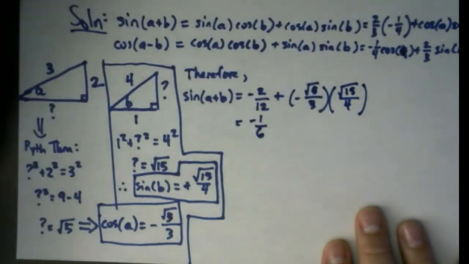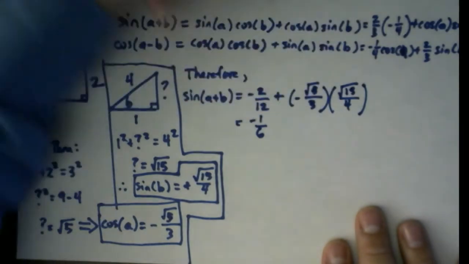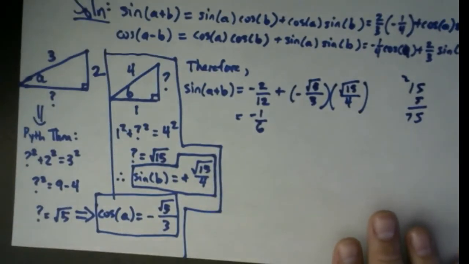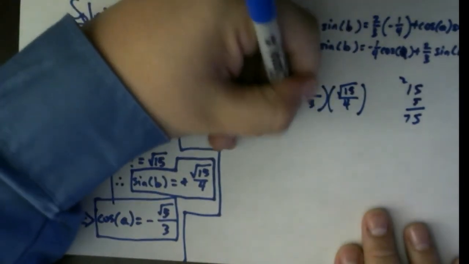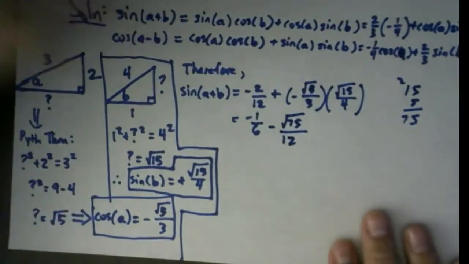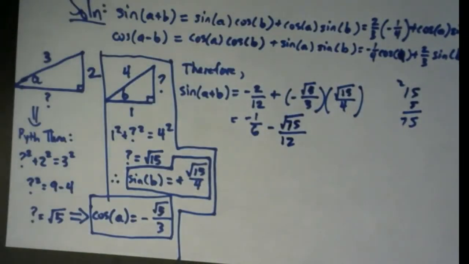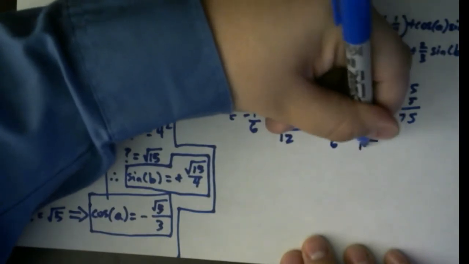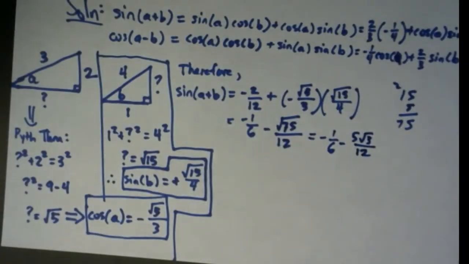Square root of 5 times square root of 15. 15 times 5 is, I forget. I can do it in my head, but I'd rather not make a mistake. 15 times 5 is 75, so I could write this as negative square root of 75 over 12. And as far as I'm concerned, that's a perfectly good answer. You could take the 5 times the root 5 from the root 15 and rewrite it as 5 root 3. So you could get negative 1/6 minus 5 root 3 over 12. Either answer is acceptable as far as I'm concerned, but that's sine of a plus b.